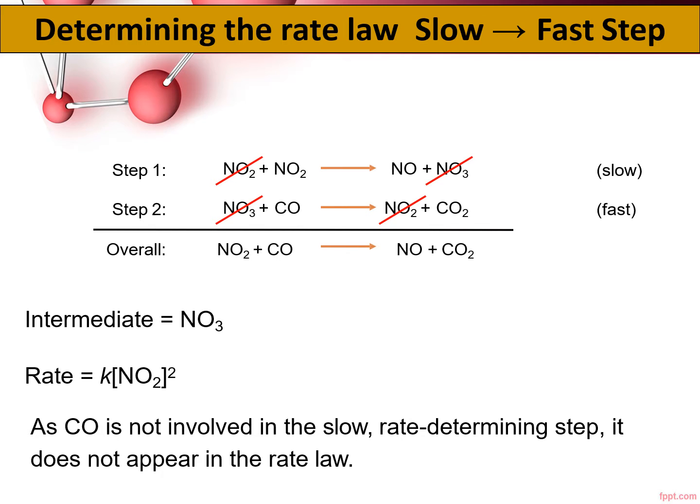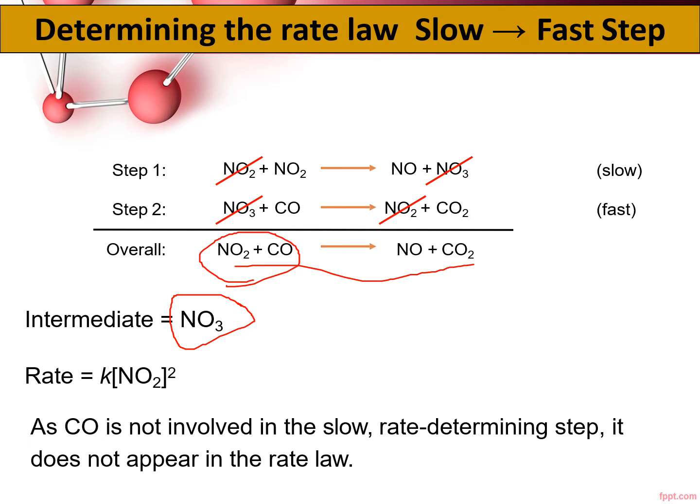You have to combine step 1 and step 2 and identify which intermediate is involved. An intermediate is something that is the same on the left and right, so it must be cancelled out. In this case, we get the overall equation: NO2 plus CO produce NO plus CO2. Our intermediate is easily identified: NO3.